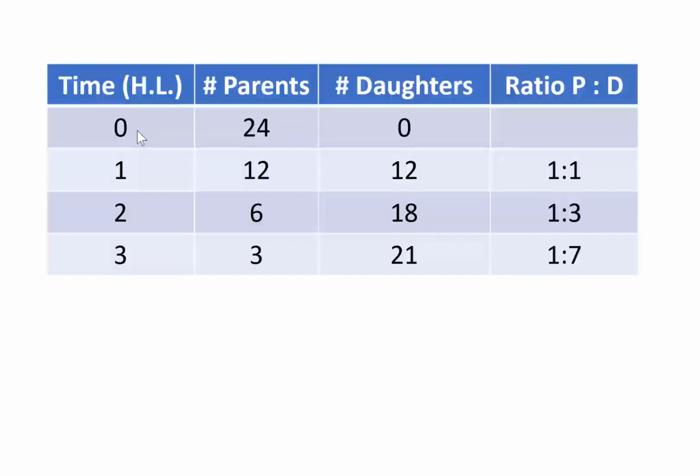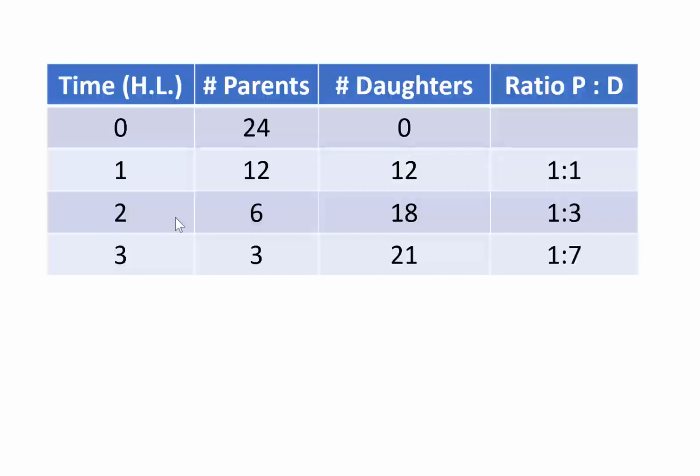At time 0, remember, that's when the magma cools and crystallizes. We had 24 parent isotopes, no daughter isotopes. After 1 half-life, we have an equal number of parent and daughter isotopes. Our 1:1 ratio is going to hold after 1 half-life. That's going to be the case, 1:1 ratio, as long as we have this case where no daughter atoms were trapped inside the mineral when it crystallized.